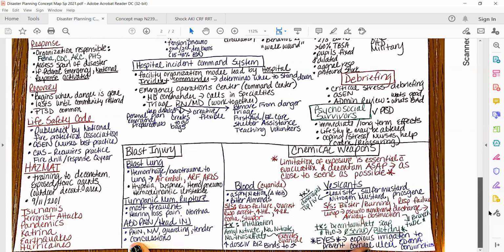All right, so let's come down here and let's look at a blast injury and chemical weapons. So blast injury, okay, well, there's some kind of an explosion. Wasn't there just like a recent explosion like in Lebanon last year, maybe? Was it Lebanon?